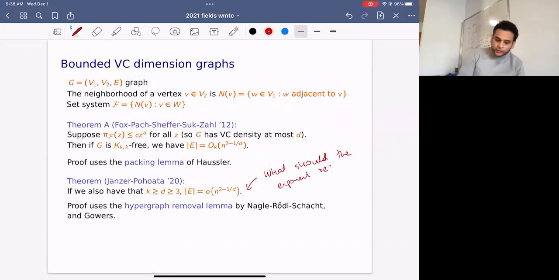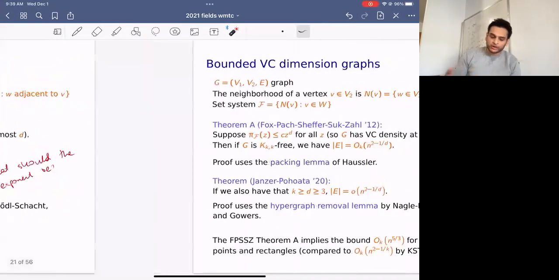To prove this bound, they use a very different technique, the hypergraph removal lemma. This hypergraph removal lemma works for all hypergraphs. If you had a hypergraph removal lemma or regularity lemma that does a little bit better for bounded VC dimension graphs, then potentially you could quantify what this exponent should be. So that's an interesting question. Okay, so that's for bounded VC dimension graphs.